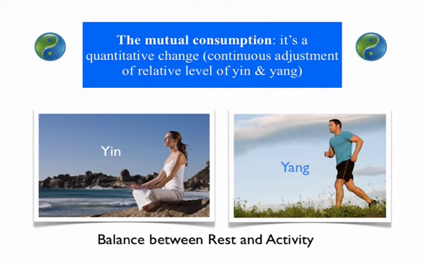Yin and yang also have a mutual consumption. And again, it's a quantitative change, meaning there's an adjustment continuously that has to happen for keeping the relative level of yin and yang balance. So the balance between rest and activity is one that has to happen in order for balance to stay constant. So for not yin to be too much or yang to be too much or not enough, there's going to be a balance between rest and activity.